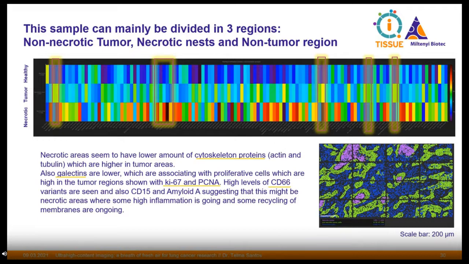We could see also that high levels of CD66 variants were present in a necrotic area, which is often associated with inflammation. So it would make sense that the necrotic area would be highly inflamed. And we can also see that there are high levels of CD15 and amyloid A. They're suggesting that these necrotic areas have high inflammation going on and some recycling of the membranes, and there might be some digesting of the necrotic cells there.